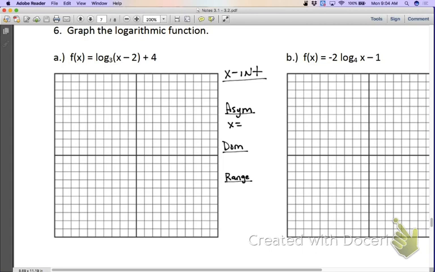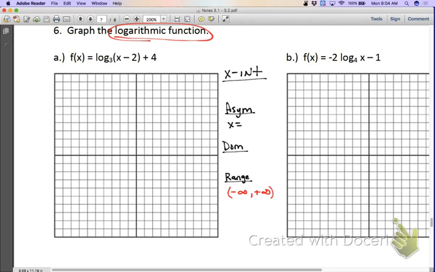it's going to be for your range, negative infinity to positive infinity. Every single time. So it will always be negative infinity to positive infinity for the range of a logarithm. That's with a log. When it was exponential, your domain was always negative infinity to positive infinity.